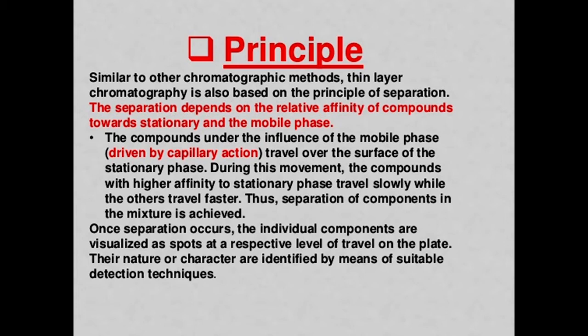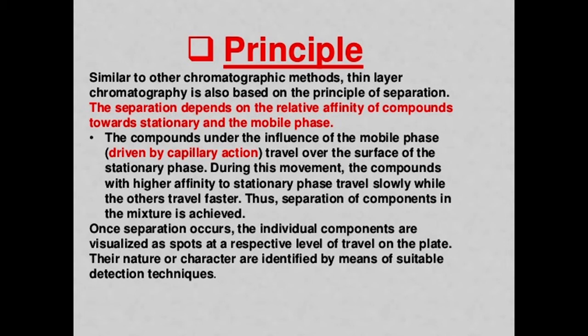So the mobile phase travels over the surface of the stationary phase. During this, the compounds which have more affinity towards the stationary phase will travel very slowly, while the components which have more affinity towards the mobile phase will travel faster. Thus, the separation of components present in a mixture is achieved depending upon their relative affinity either towards the stationary or the mobile phase.